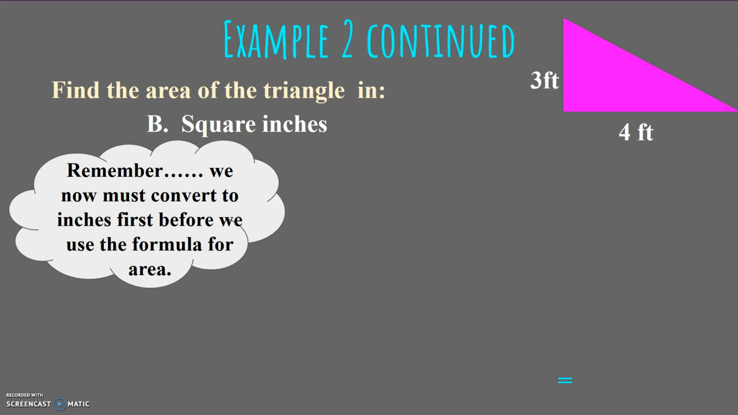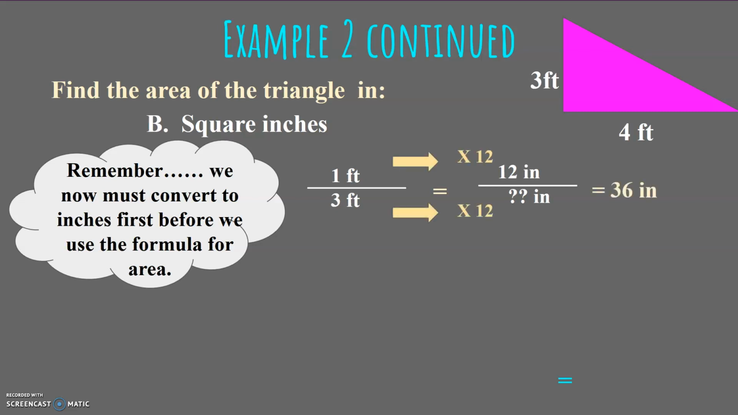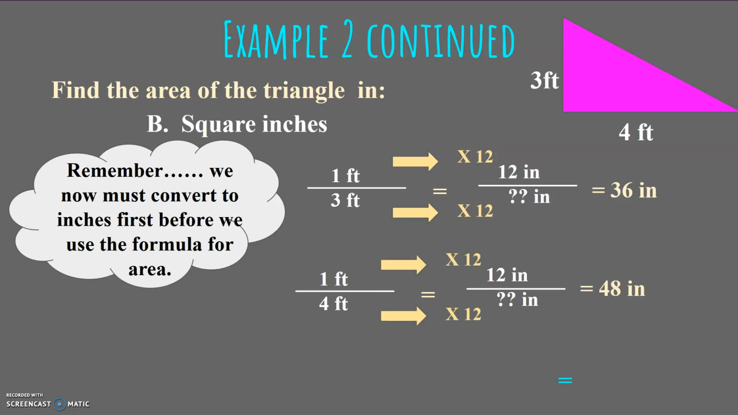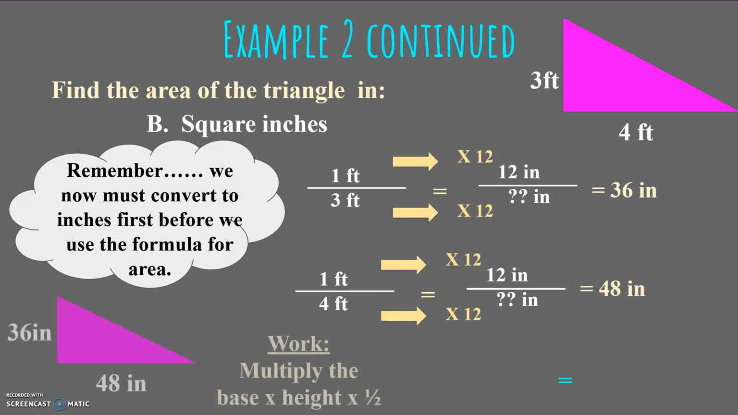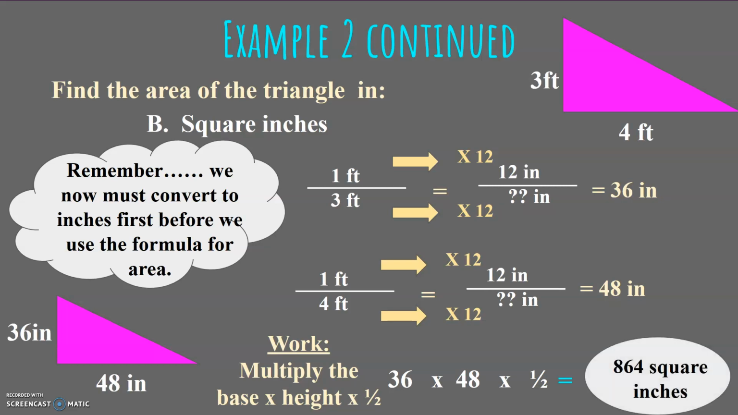So remember, we must convert to inches before we use the formula for area. 1 foot is 12 inches. We go from 1 to 12 by multiplying by 12. So 3 feet times 12 is 36 inches. 1 foot, 12 inches. 4 feet will be 48 inches by using the same method. Now, we're going to use that formula again. 1/2 times base times height. 36 times 48 times 1/2. Do the math there, and you'll get 864 square inches.